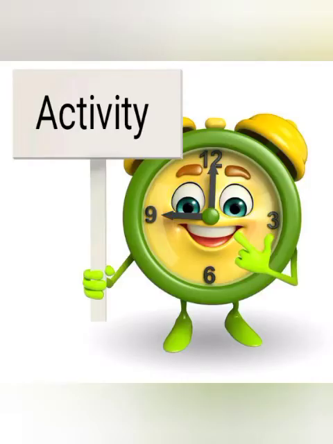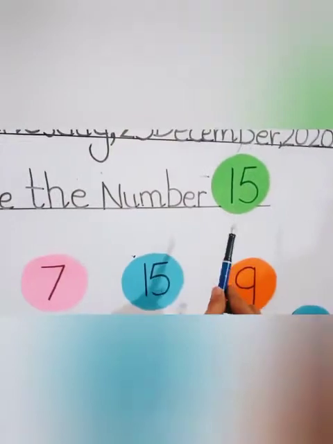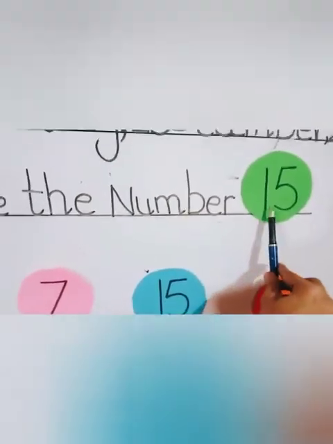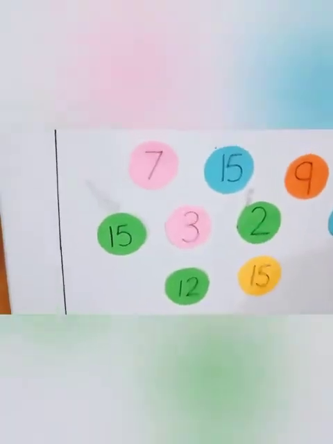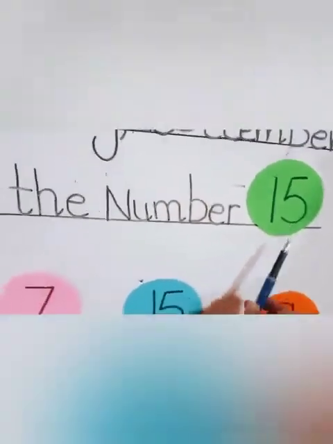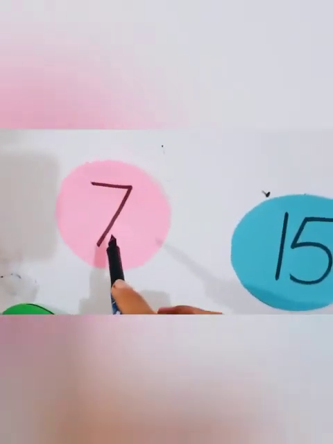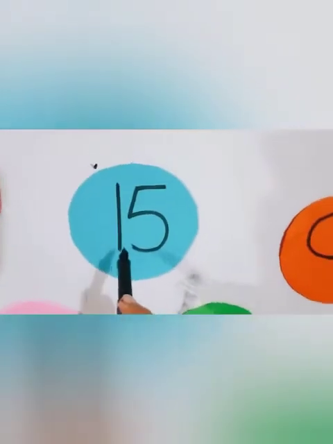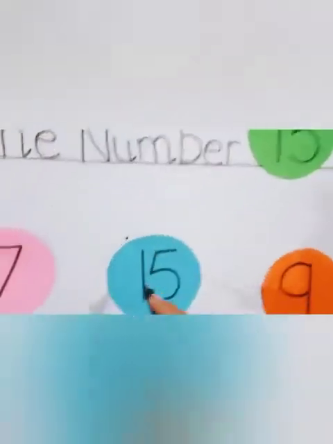Class, now we perform our activity. Now we are doing activity circle the number 15. Which number? Number 15. Here we have pasting many numbers. We have to circle the number 15. 1 and 5, 15. So which number is this? 7. Which number is this? 1 and 5, 15. Is it same? Yes, both numbers are same.